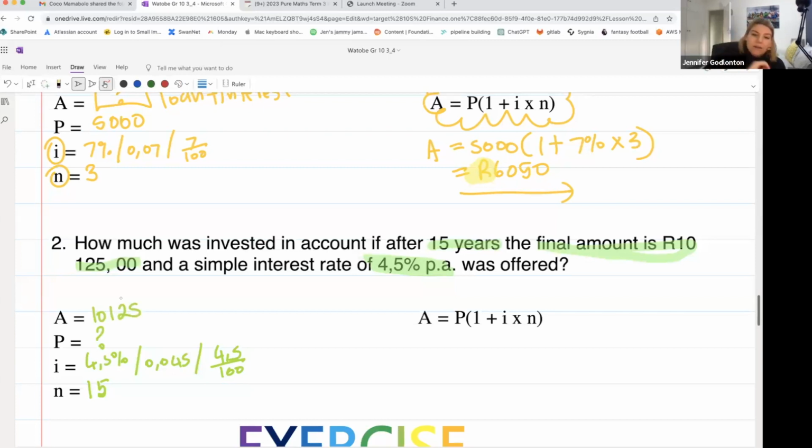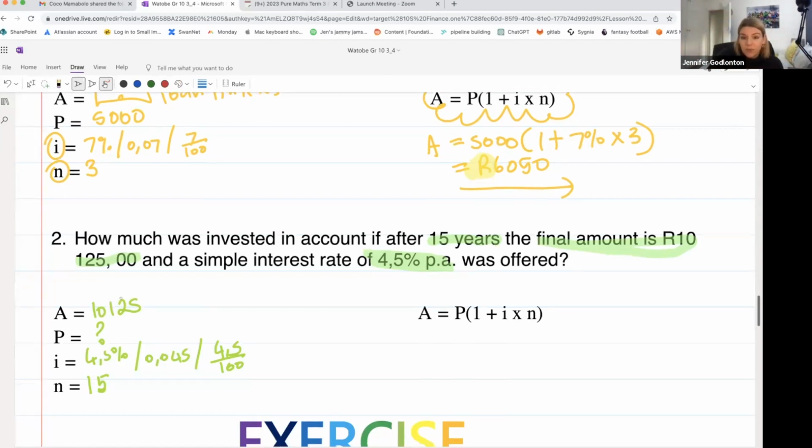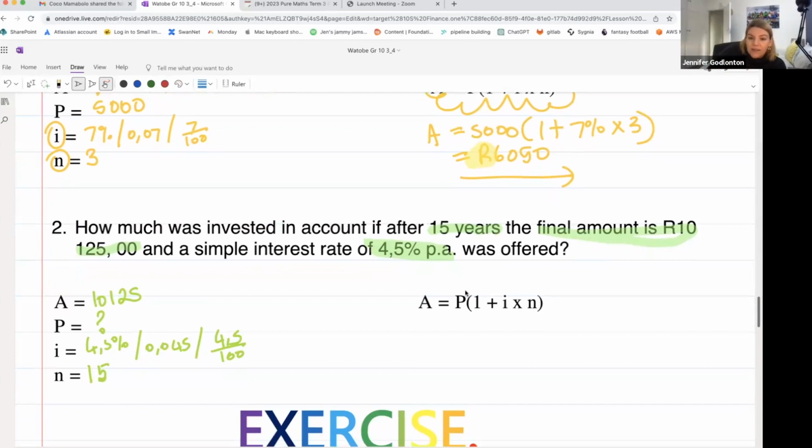Now you've got 2 different options here. You can either put that straight into this formula and then solve for the unknown, or you can start by rearranging your formula. Remember when you did subject of the formula, when you were working with equations and you had to make X the subject and move things around? We can do that before we do anything. We're trying to find P, so we want to make P the subject of the formula. All we'd need to do is say A divided by 1 plus I times N is equal to P.